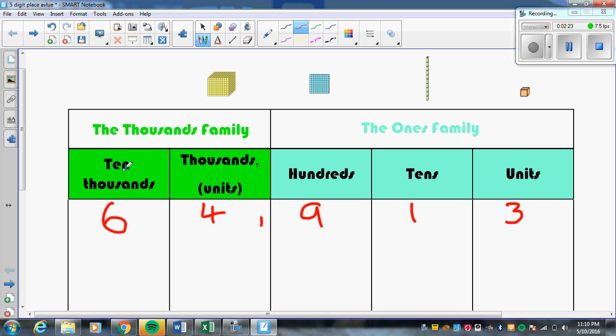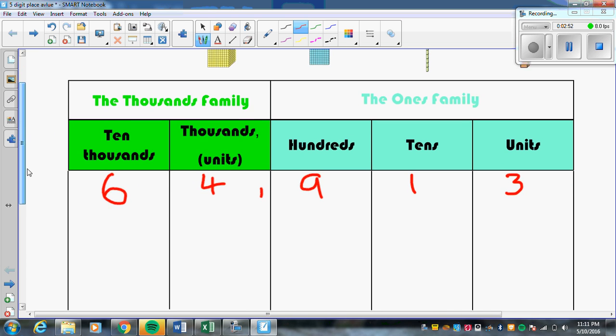Now here's where it gets interesting, because 1 lot of 10,000 would be 10 of these. But I've got 6 lots of 10,000. Can anyone tell me how many of these cubes I need to put down here to make the 6 lots of 10,000? That's right. I would need 60 of them. And clearly, that's not going to happen.